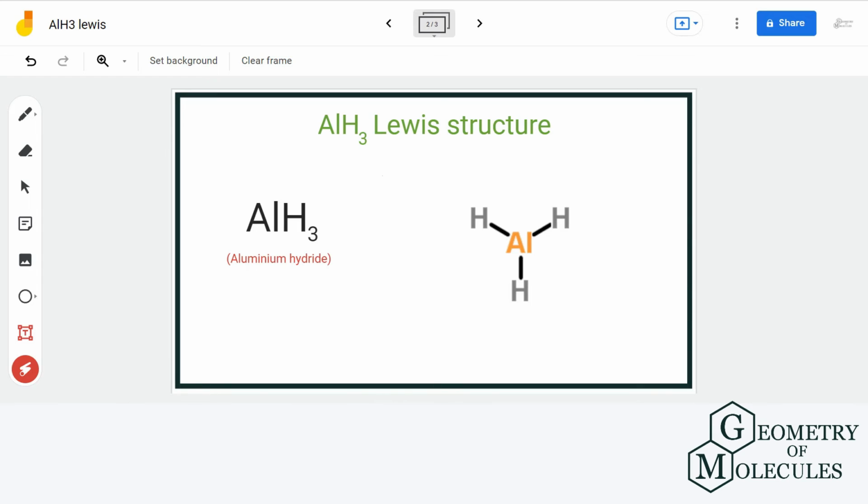Now all the atoms have a complete outer shell in this Lewis structure, so let us count the formal charge of each atom just to confirm that this is the best possible Lewis structure. For aluminium, we have 3 valence electrons minus 0 non-bonding electrons minus 6 bonding electrons divided by 2, that will give us a formal charge of 0. Thus, each atom present in this structure has 0 formal charge, and this is the final Lewis structure of AlH3.